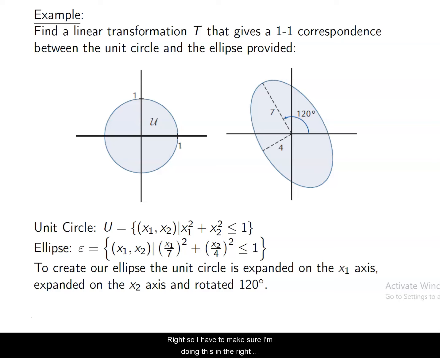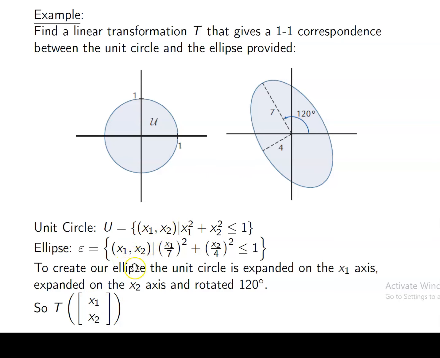So I have to make sure I'm doing this in the right order. As I said before, if I do this in the wrong order, I'm just going to end up with a regular ellipse that has not been rotated. Okay, so the rotation has to be the last thing that I use. So my transformation, where I'm plugging in any vector in R2, the last thing it's going to do is be rotated 120 degrees.